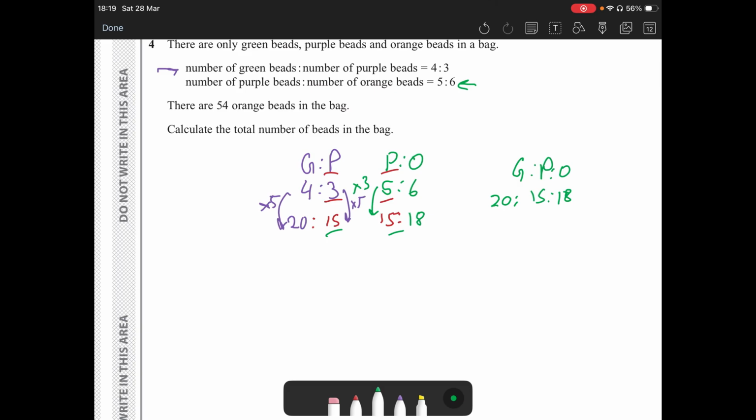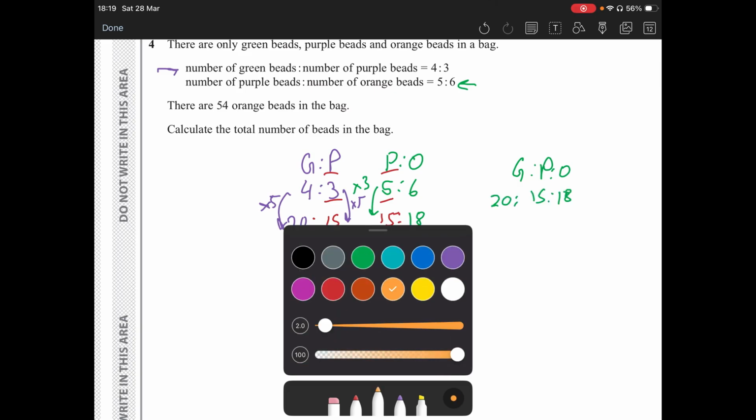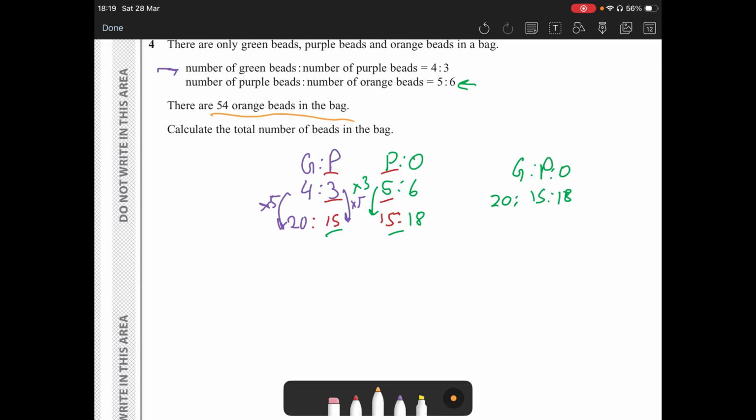So we're on the final stretch now. There are 54 orange beads in the bag. So looking at my new ratio, if there are 54 beads in the bag, let me do 54 divided by 18. 3. Basically, what I've got to do now is multiply all the numbers by 3. Okay, and we'll get the number of purple and green. So 45 for purple, 60 for green. Don't even need a calculator for this one.